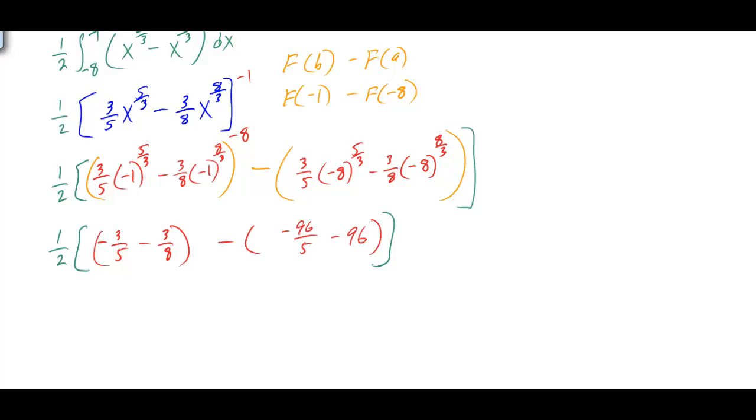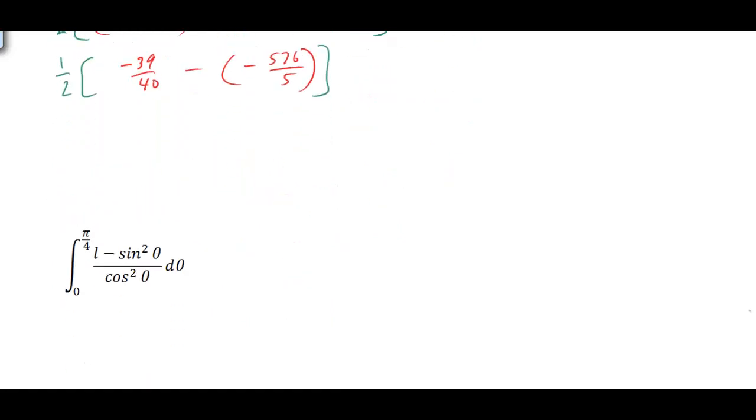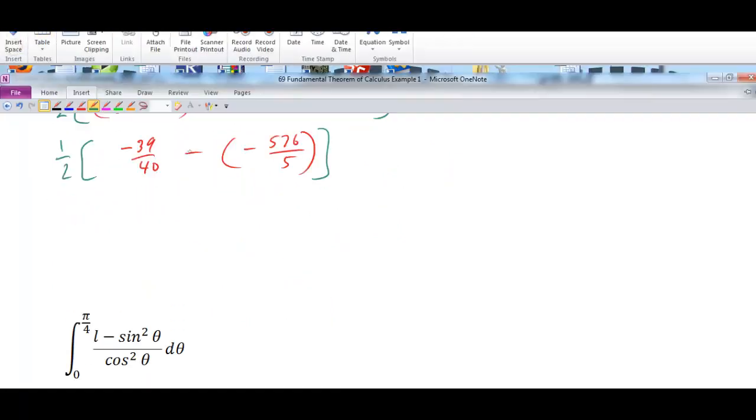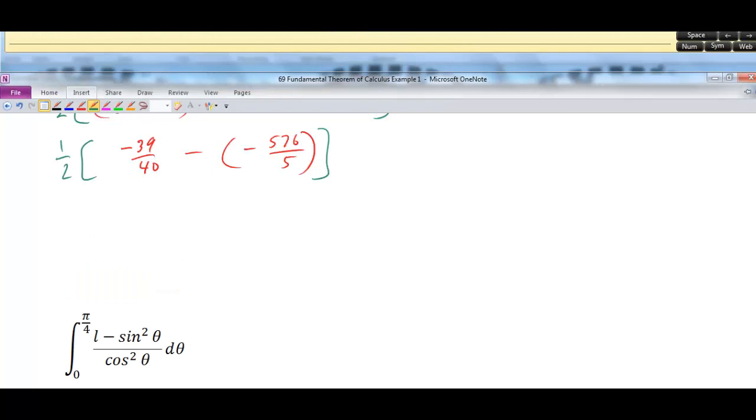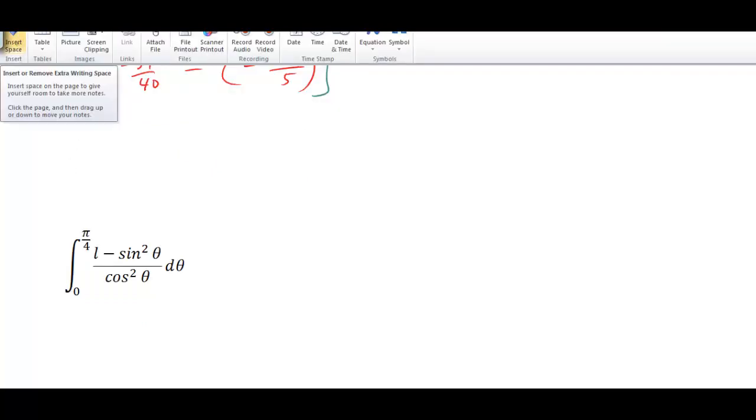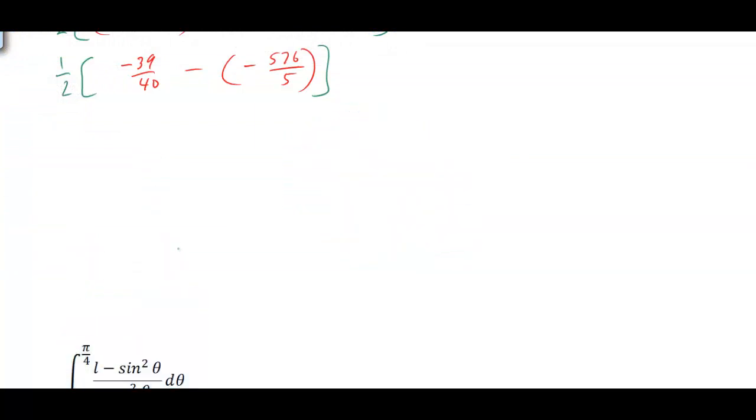And if we continue to bring down the 1/2, and then inside here you would end up with a -39 over 40. And of course you could do this in one step with your calculator, minus a -576 over 5. So I know by doing it this way, it looks like we're doing a lot more work than we really are.